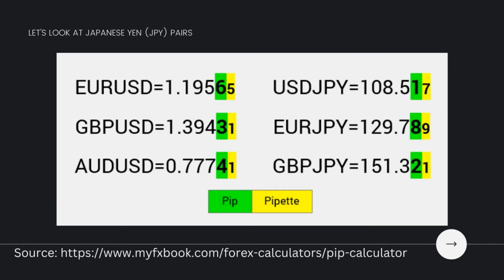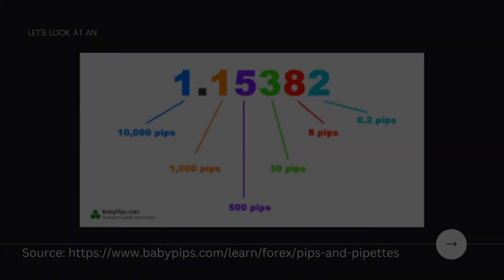It is very important to know if a pair includes the Japanese yen, then the quotation currency goes 2 decimal places out to the left. If the pair USD yen moved from 106.84 to 106.94, we say that the pair went up 10 pips.